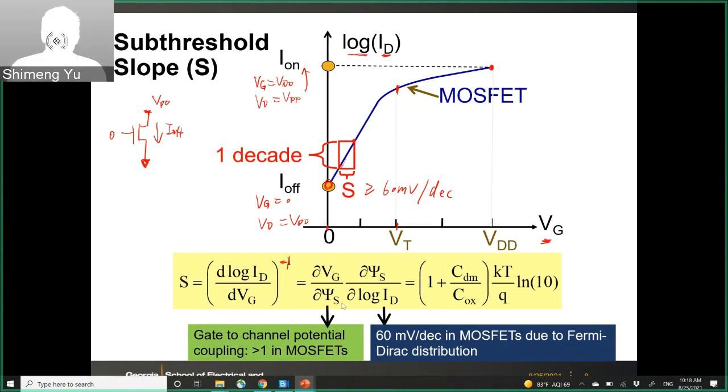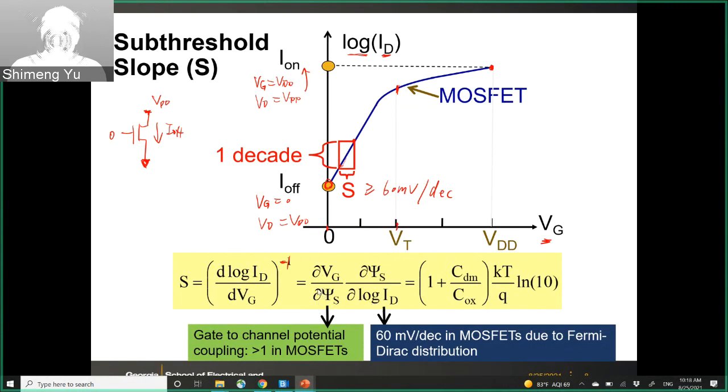So here we have some equations. I don't require the deep understanding. This is really deep into the device physics. But here let's have a quick discussion. So here for this definition, you can use the chain rule and then split that into the derivative of the gate voltage over phi s, which is the surface potential. That is the potential of the channel's surface. And then the second one is the derivative of the surface potential over the log ID.